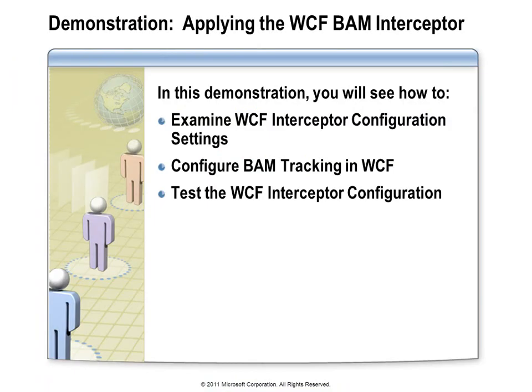Now we'll look at a demonstration. We'll see how to understand the interceptor configuration settings in a WCF interceptor config. We'll configure the BAM tracking for WCF. We'll also add that extension in, and then we'll test out that configuration to make sure everything's working.